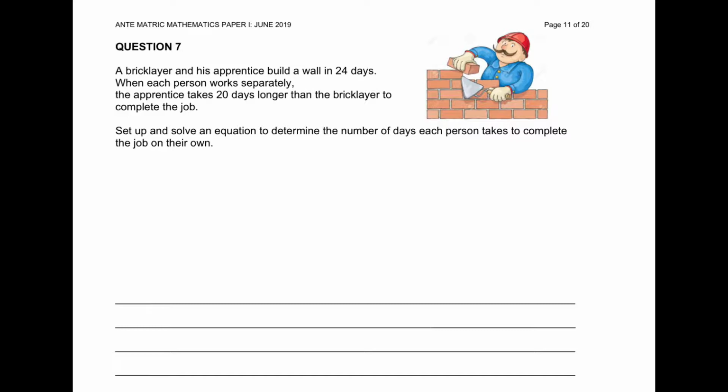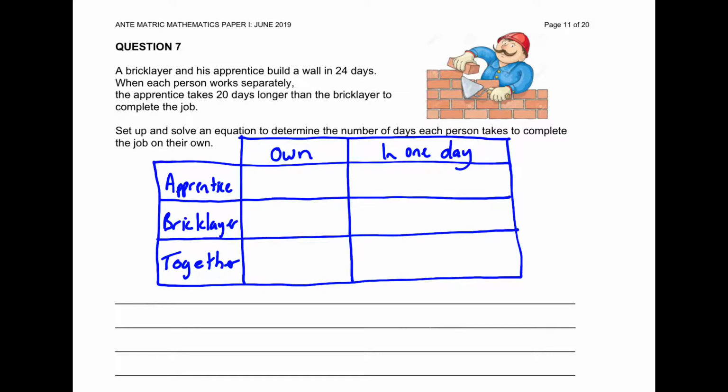Right, so what's useful here is to set up a little table. All right, so my table has the apprentice and the bricklayer and them working together, and in 1 day and on their own. All right, so they tell us that the apprentice takes 20 days longer than the bricklayer to do the job. So the question is, determine the number of days each person takes to complete the job on their own. So if we say that the bricklayer takes X days to complete the job on his own, then the apprentice takes X plus 20 to complete the job on his or her own.